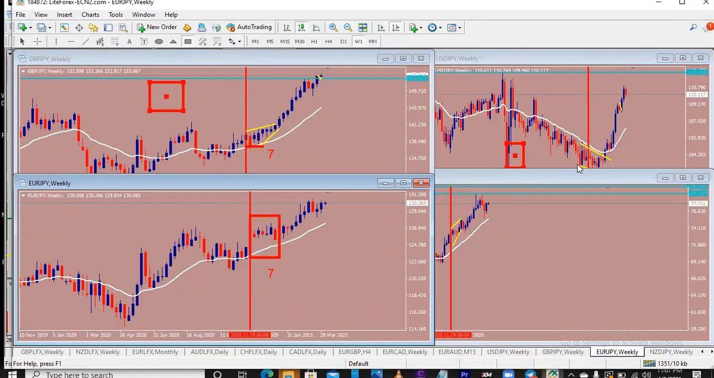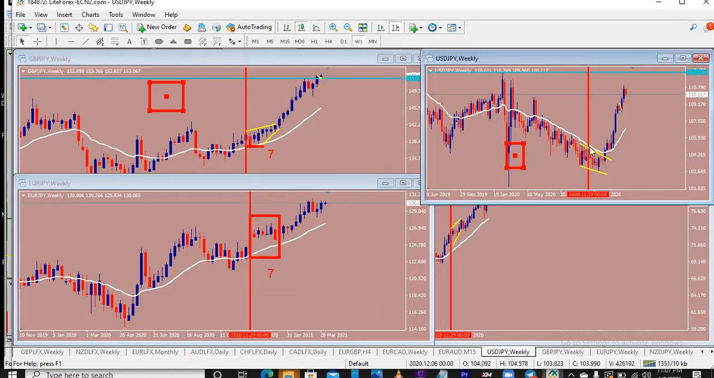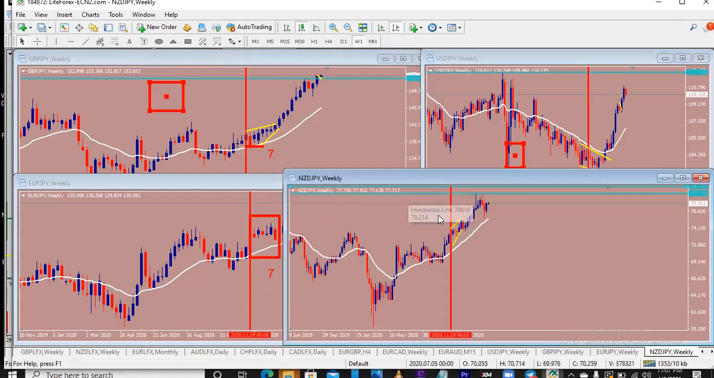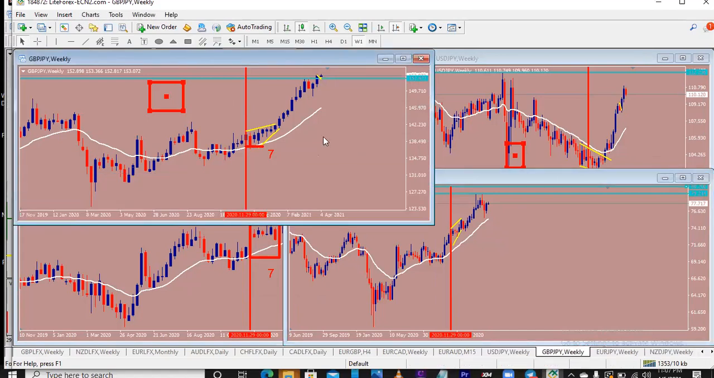Yes. USD JPY has not touched it. This was where USD JPY is, right? Yes, sir. And NZD JPY has not touched it. This was where NZD JPY is, right? Yes, sir. So in the next 7 bars, they were all waiting for each other so that they can get to their key level area and move in harmony. Are you getting what I'm saying now?